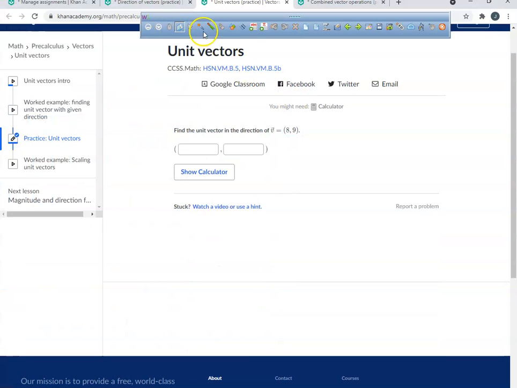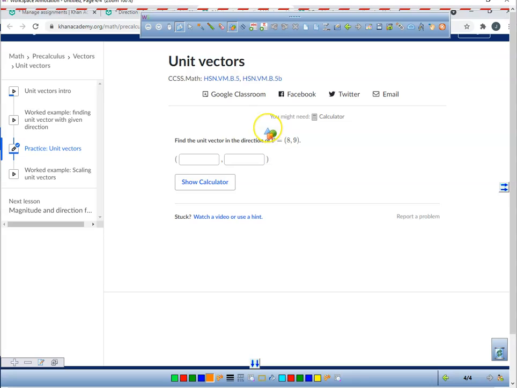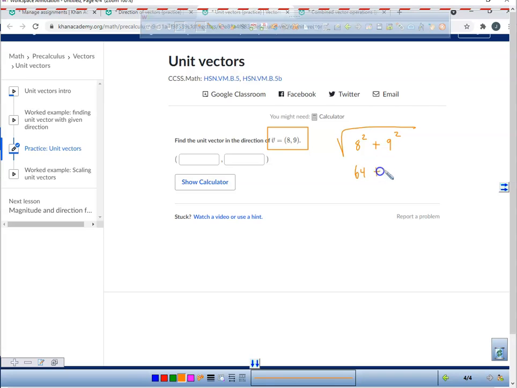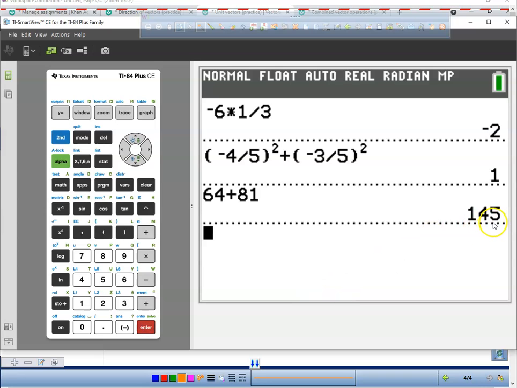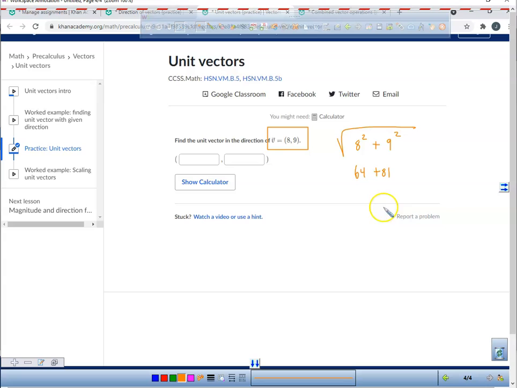Here we go. Let's do one now where we actually have to find it, it's not multiple choice. You guys see the 8 and the 9? I'll show you how to find the unit vector in the direction of this. So right now, what's our x component? 8. So what am I going to do? I'm going to square the 8. I'm going to square the 9. Take the square root. So we're going to take 64 plus 81. When you add them together, you get a really ugly number, 145.